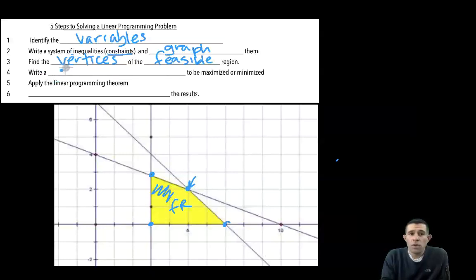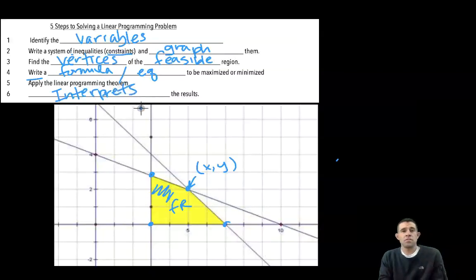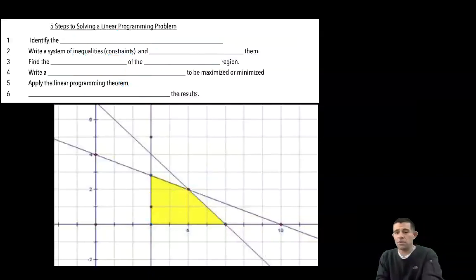Then we're going to write a formula or an equation that needs to be minimized or maximized. And then finally, we're going to apply this linear programming theorem, which simply says put in your vertices, these x, y coordinates, into that equation for number 4 and find out which one minimizes or maximizes it. So that's our final step then, is to interpret the results. So let's do a few examples to see how this works.